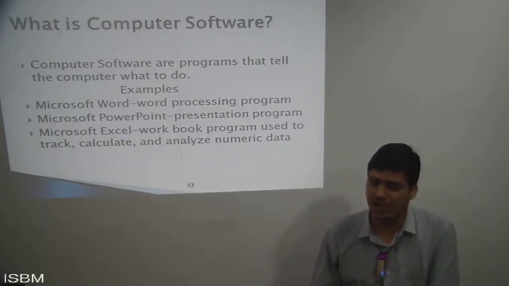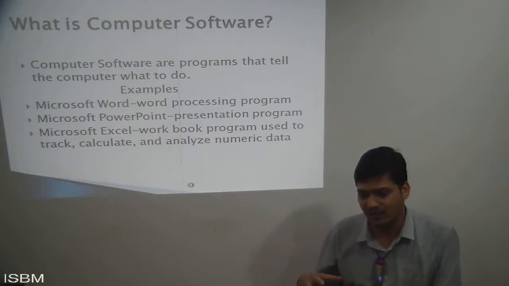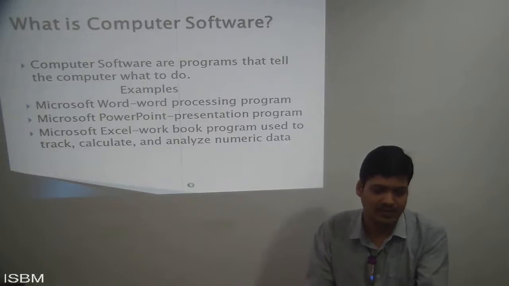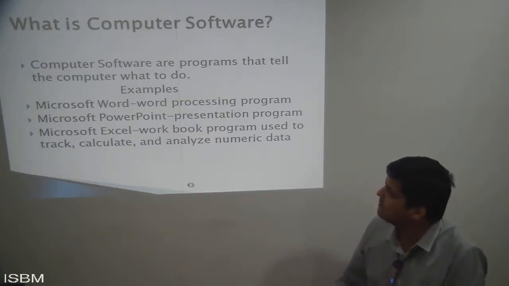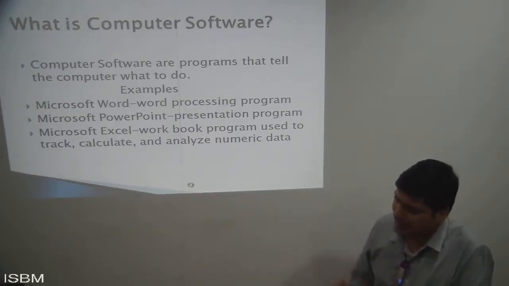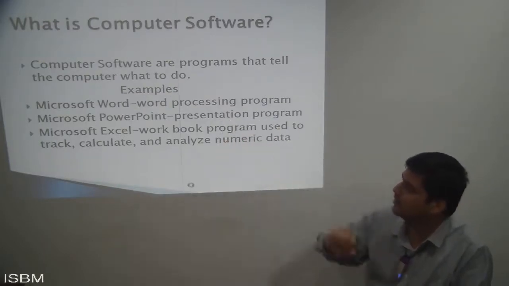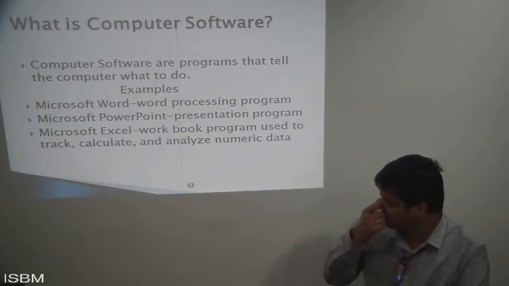So computer software are programs. Obviously, they have a program they make, according to the customization of the requirements of different businesses, that tell the computer what to do and what not to do. A simple example, just like Microsoft Word, easy to understand. Microsoft Word is a computer software, a word processing program. It was developed by Microsoft itself.